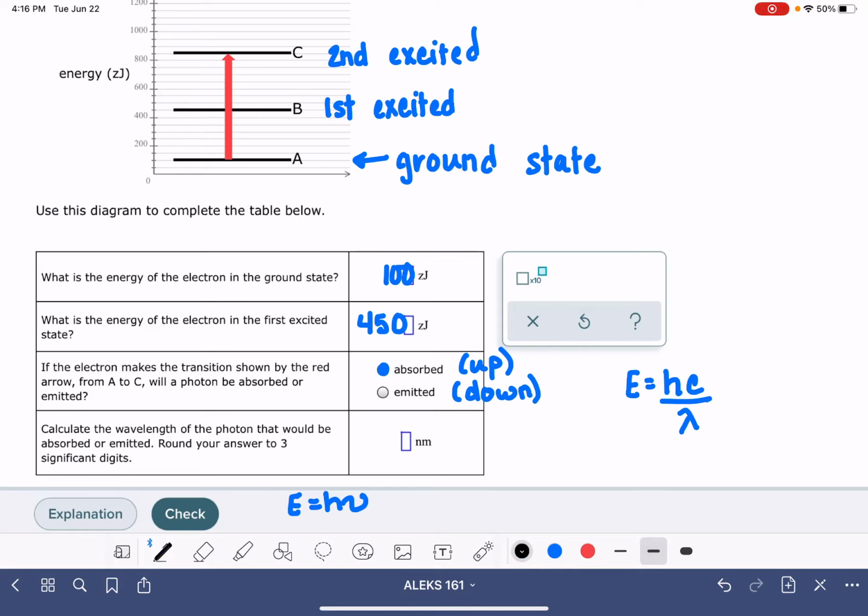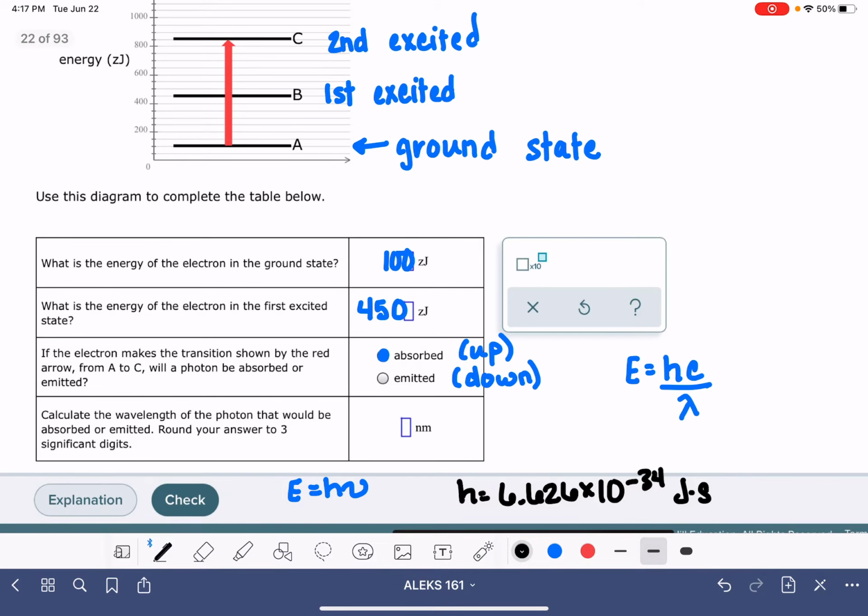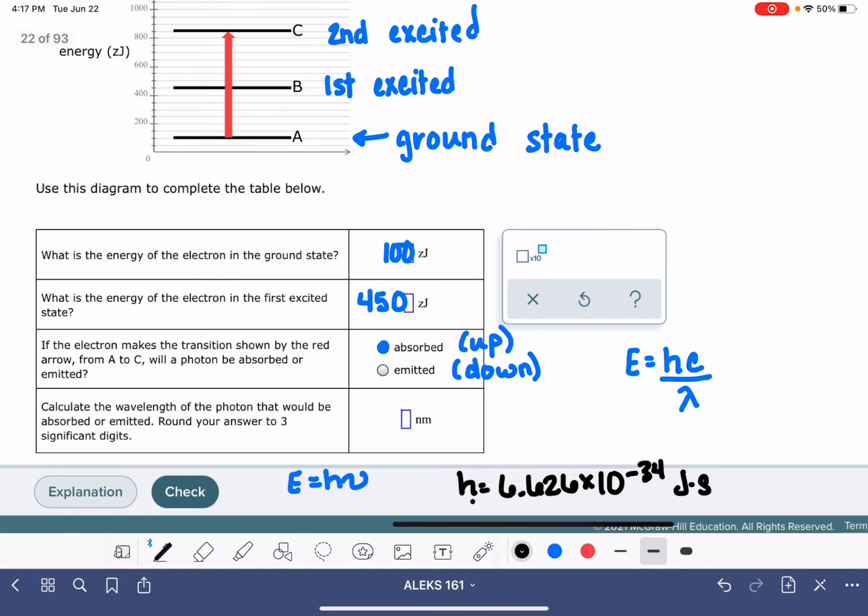In these equations, h is Planck's constant, 6.626 times 10 to the negative 34 joules times seconds. And if you're using the equation that I need to use, we also have the speed of light in there as well. It's another constant, 3 times 10 to the 8th meters per second. Then in this equation, lambda, our wavelength, needs to be in units of meters. If you're using the other equation, that frequency is going to be in units of hertz.